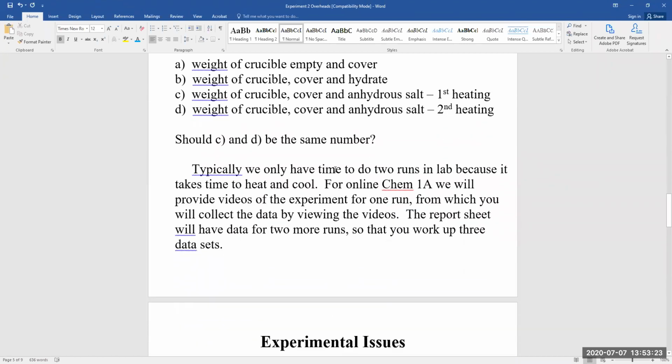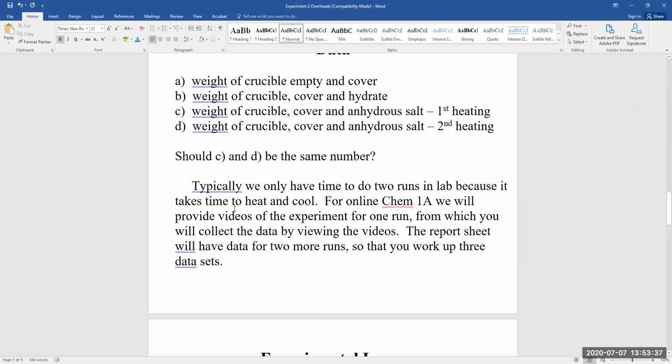So typically we only have time in lab to do 2 of these experiments, right? You do the run twice with the same hydrate so that you can compare and see if you did well on the 2 experimental runs. The reason we can't do too many is because of all the time spent heating and cooling and weighing and all that. Typically we have 24 students in lab, so there might be a line out of balance and things like that. For the online experiment, what we're going to do is just video 1 run.